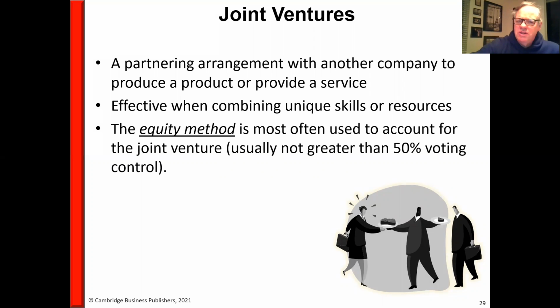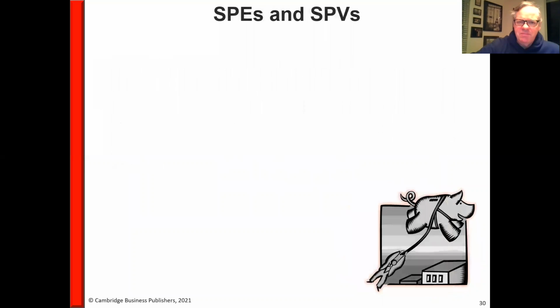The joint venture usually, if it's joint, then neither party owns more than 50%. So we'll use the equity method of accounting.